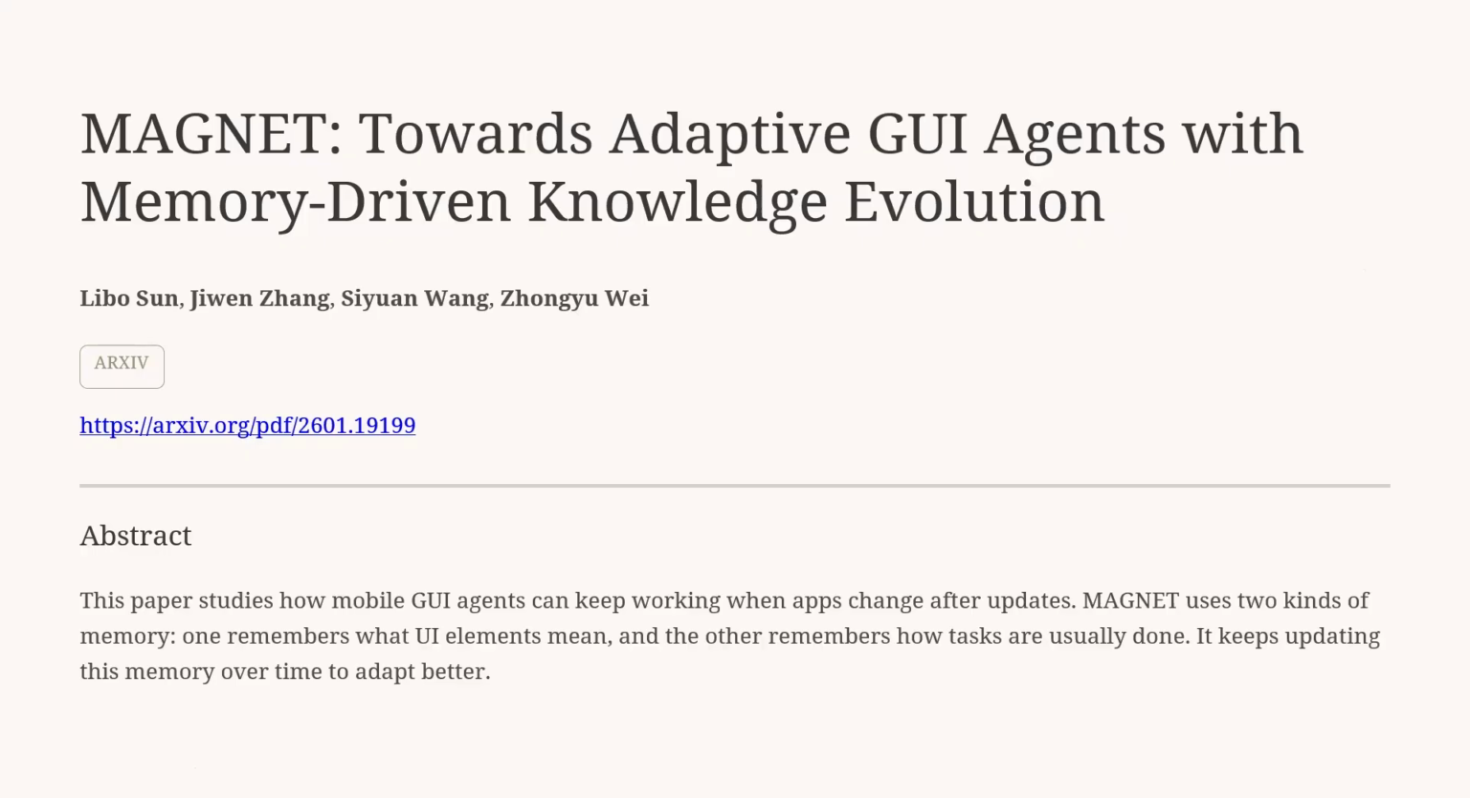So basically this paper is about mobile GUI agents, which are AI systems that can use phone applications by looking at the screen and taking some actions. The main problem is that these agents often fail when applications change after an update. So here Magnet tries to solve this problem using memory.